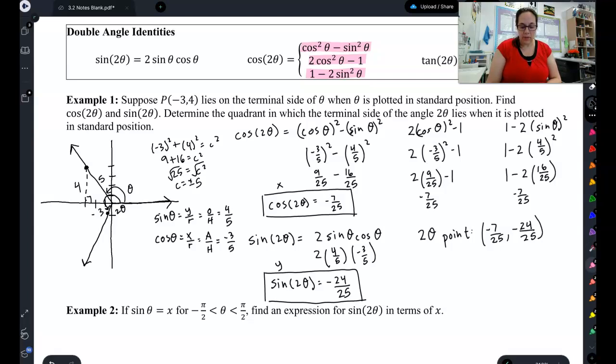Now, the reason I'm talking about that is because the last part of this problem says determine which quadrant 2 theta lies in. So if this is the point that 2 theta goes through, then that shows that 2 theta is in quadrant 3. So by finding cosine of 2 theta, which is the x value of 2 theta, and sine of 2 theta, which is the y value of 2 theta, I can put that together to determine 2 theta is going to be in quadrant 3. If I take this theta angle and I double it, it ends in quadrant 3.